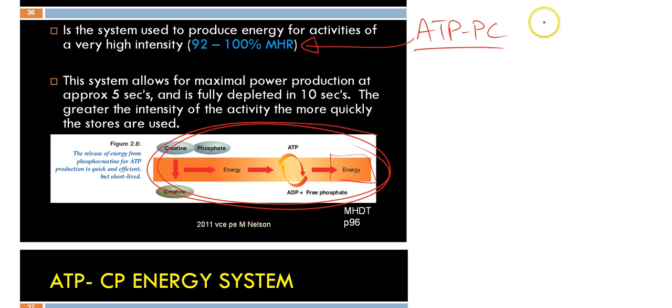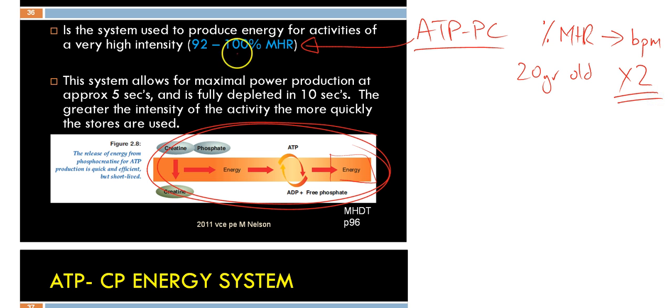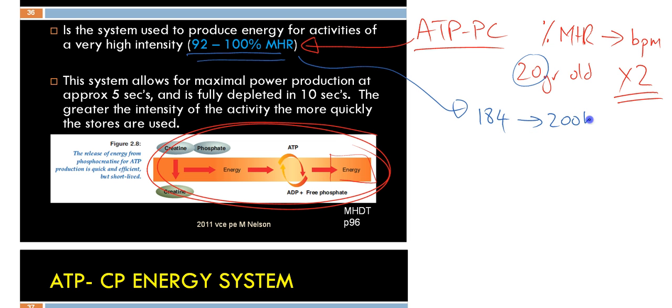Now remembering, if we're going from percent max heart rate to beats per minute for a 20-year-old athlete, we're going to multiply by 2. So here, 92 to 100% max heart rate for a 20-year-old is going to be 184 to 200 beats per minute.